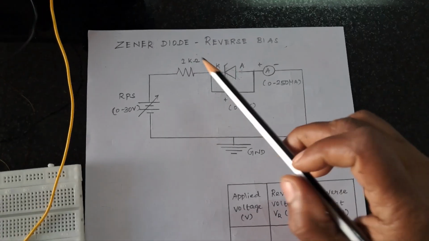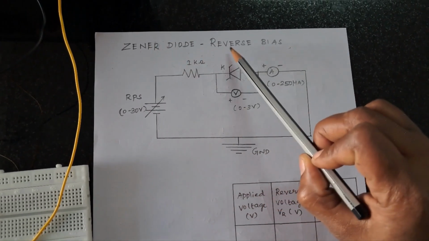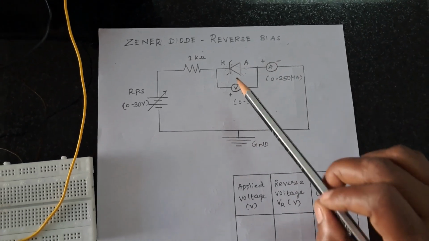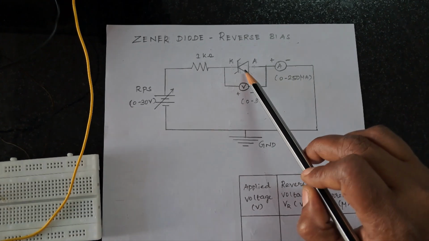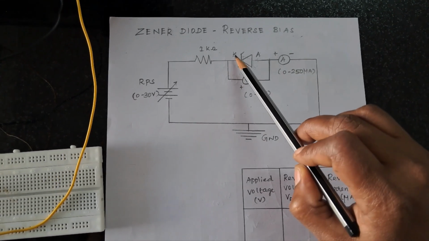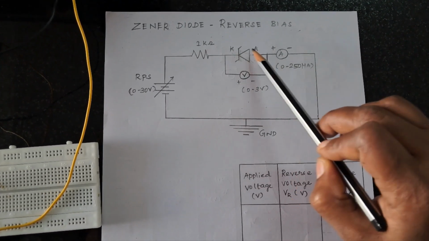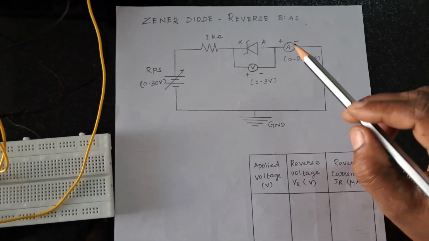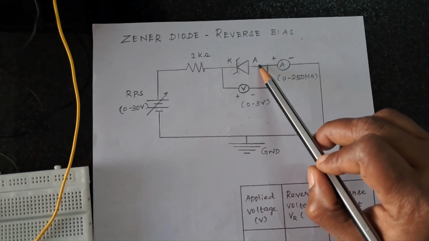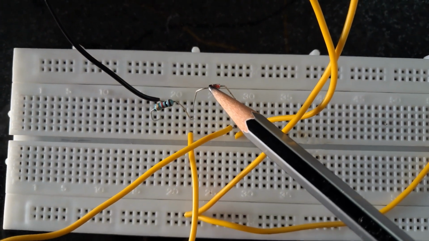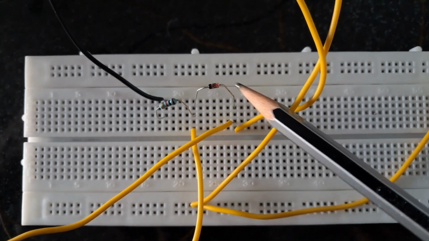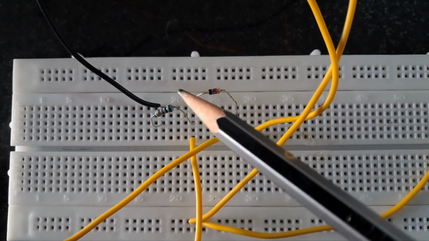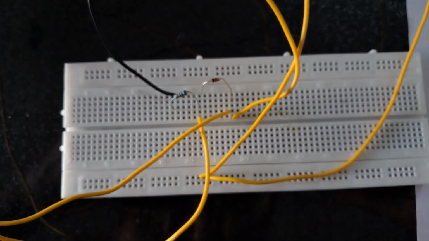Thank you. Let us see the Zener diode reverse bias connection. Here is our circuit diagram of reverse bias. Here we have to take the Zener diode. Here the cathode is in black color and this orange color is the anode terminal. We just reverse the anode and cathode, and the other connections are the same.